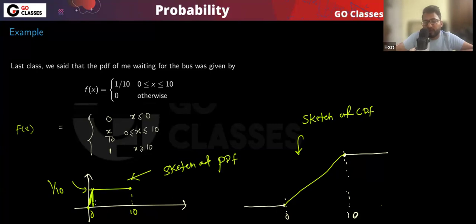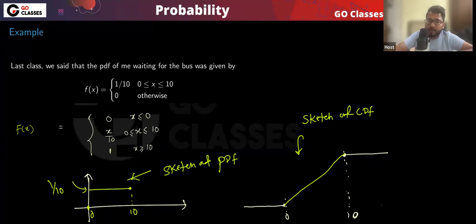Now you see that from 0 to 1, there is some area. And if you go from 1 to 2, this area will be increasing. At 10, the area is 1, right? And after that, you don't have the PDF here, so that's why the CDF is always 1. So this is the sketch of PDF, and this is the sketch of CDF.